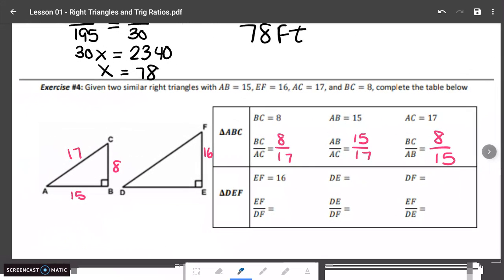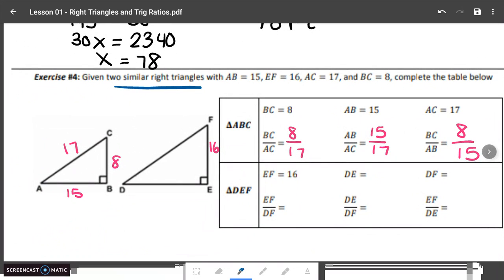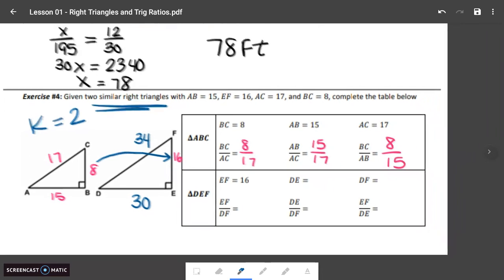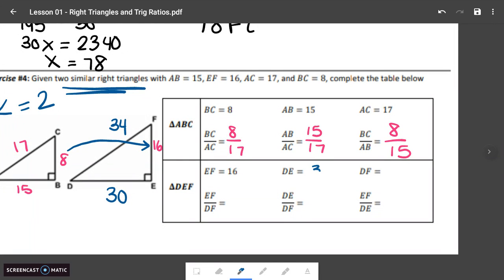But so then I'm going to look here. I'm already told that I'm dealing with two similar triangles. So I'm going to look at the corresponding ones, 8 and 16. So I'm thinking from getting from 8 to 16, that means my scale factor is going to be 2, which means DF is going to be 34 when I multiply 17 by 2, and 15 times 2 is 30. So now I know DE is 30 and DF is 34.